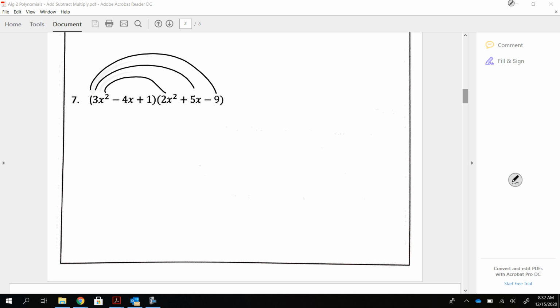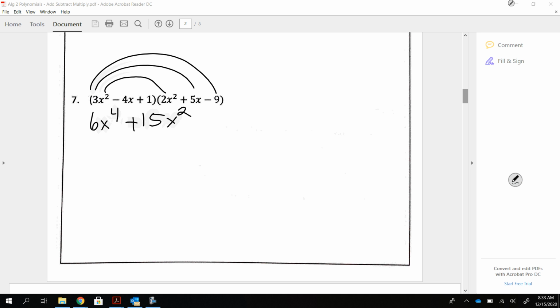Now we're going to multiply it. 3x squared times 2x squared is 6x to the 4th. Remember, when multiplying exponents, you add them. So 3x squared times 2x squared is 6x to the 4th. Please, please note that. All right, then our next one, 3x squared times 5x is a plus 15x squared.